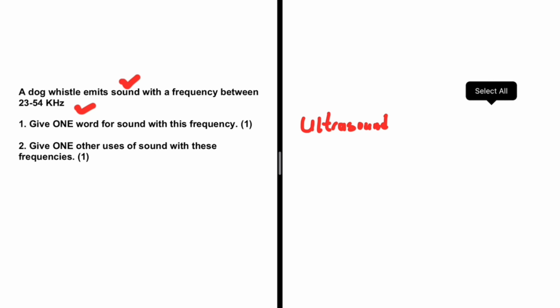And the second question: give one other use of sound with these frequencies. So what are the uses of ultrasound? We talked about that in detail in previous videos. We talked about the use of ultrasound in medicine and the use of ultrasound in the industry. In medicine, it is used to produce a scan during pregnancy, and then in the industry, it is used to clean optical equipment. There we go.